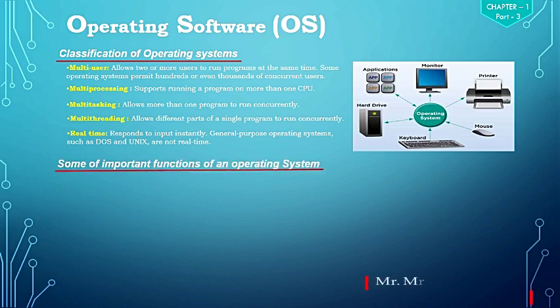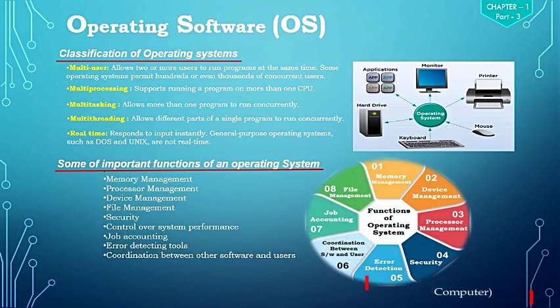Some of the important functions of the operating systems are memory management, device management, then processor management, security, error detection, then coordination between the software and a user, then job accounting, file management. Memory management. So it manages all the memories, internal memory as well as the external memory, and it shows how much memory is used, how much memory is left, and what is the total size of the memory. So all this information is provided by operating system.